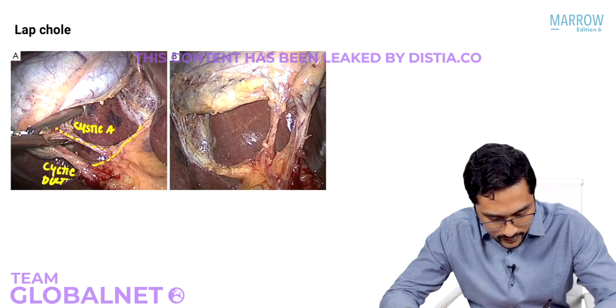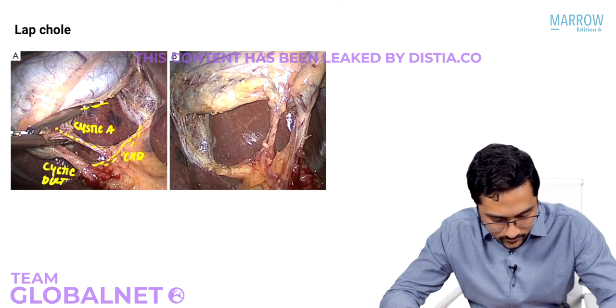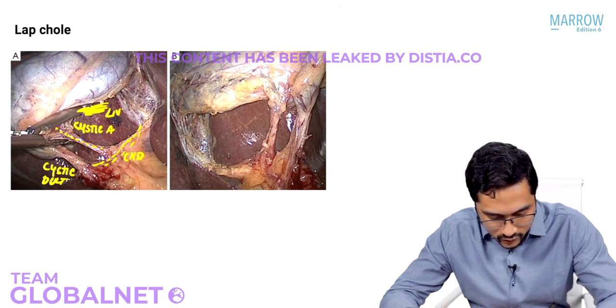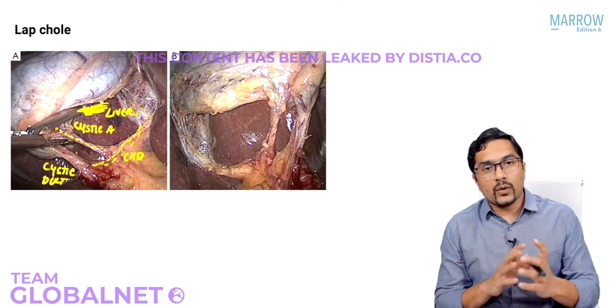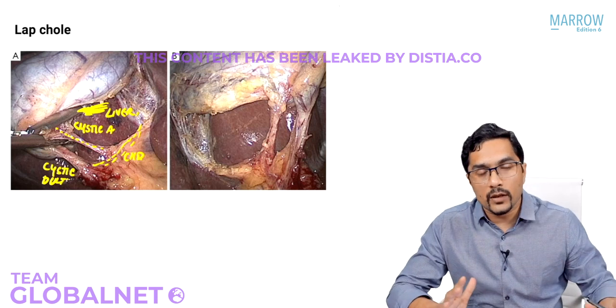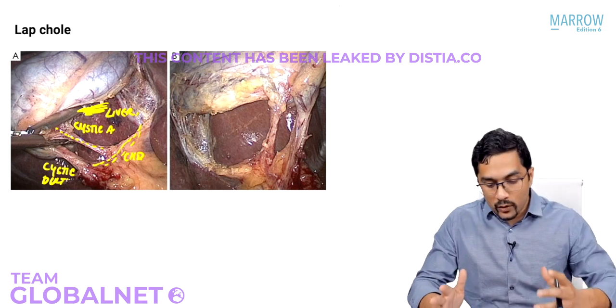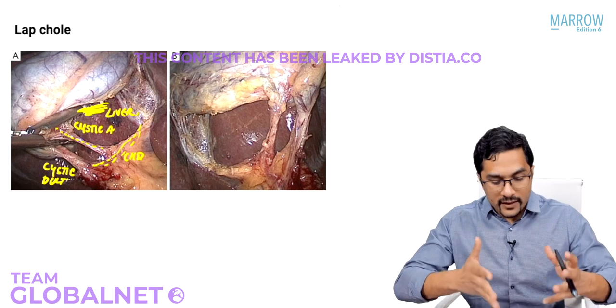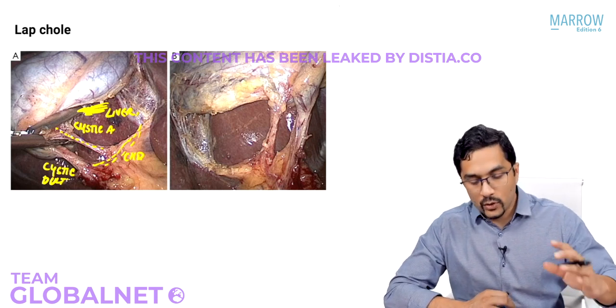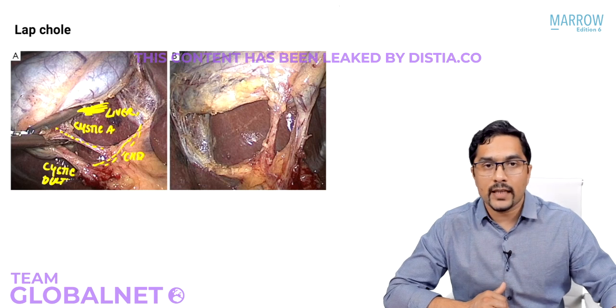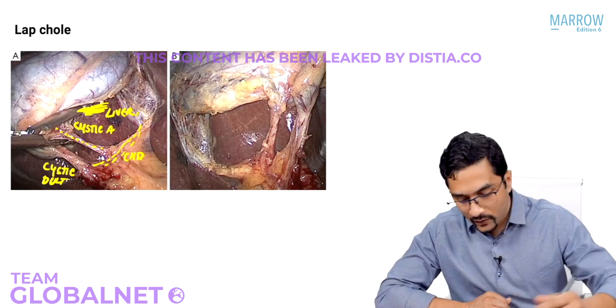You would have your common hepatic duct somewhere here. This would be the common hepatic duct, and this is the inferior edge of the liver. This is the liver which you can see. So this is the entire triangle which we've dissected, and this is also known as the critical view of lap chole. So every time you're doing a lap chole, your dissection should be in such a way that you can delineate all the structures before you start clipping them, so that you don't cause inadvertent injury to the biliary tree.